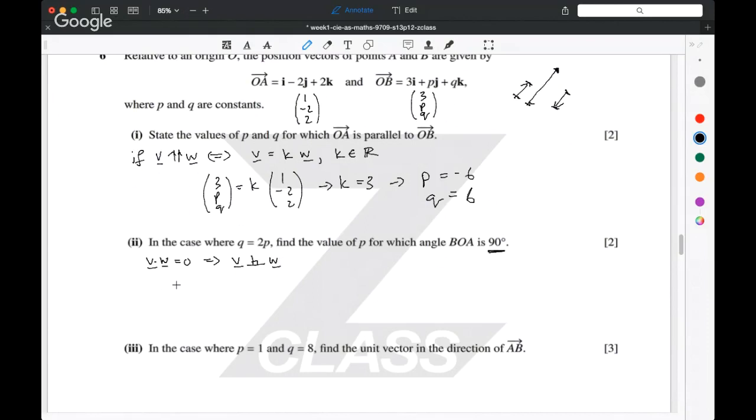So we have the dot product between A, (1, -2, 2), and forget about this k that we found before. That was a different case. Now we're saying that they're perpendicular. Dotted with (3, p, q), which is 2p. And this is equal to 3 minus 2p plus 4p. And this is equal to 0. Well, this obviously gives us that p is equal to minus 3 halves.